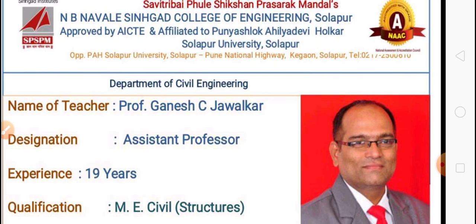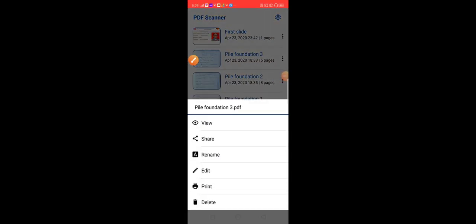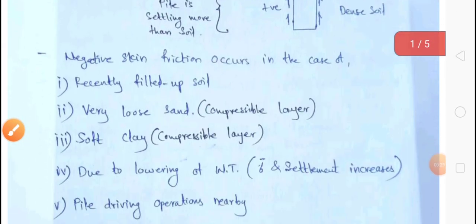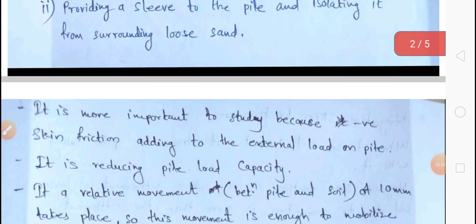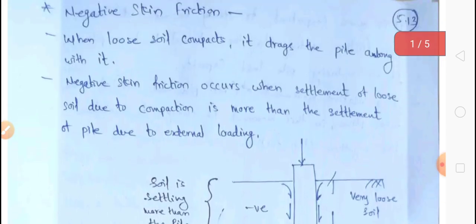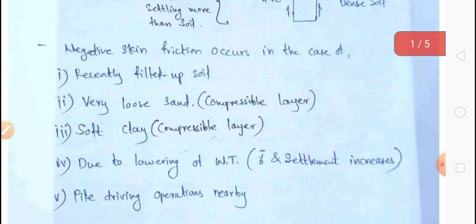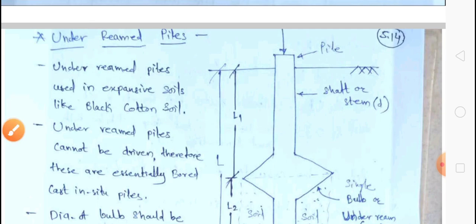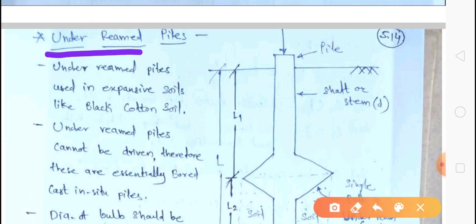For today's lecture, I will discuss the under rim pile. What is the concept of under rim pile? In the last lecture we have seen what is negative skin friction. Now let us go for under rim pile. So what is the concept of this under rim pile?